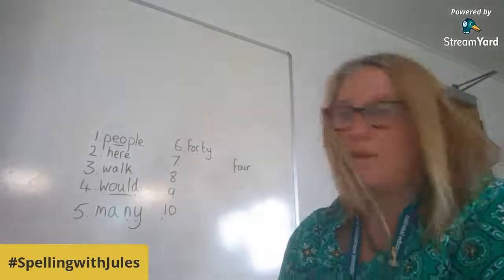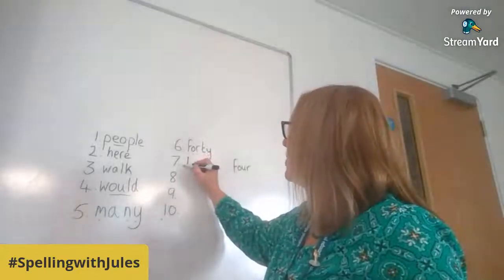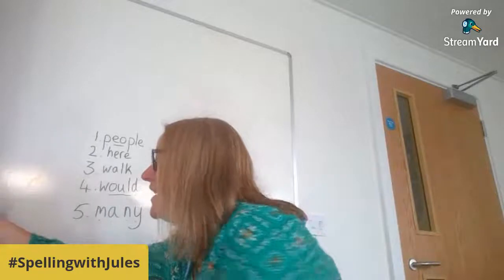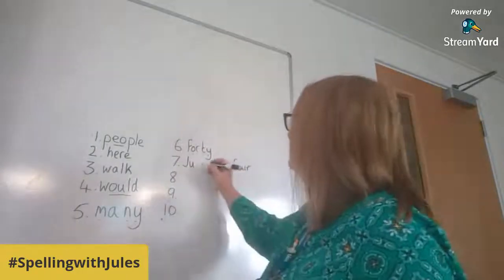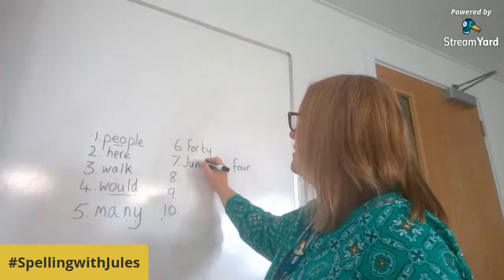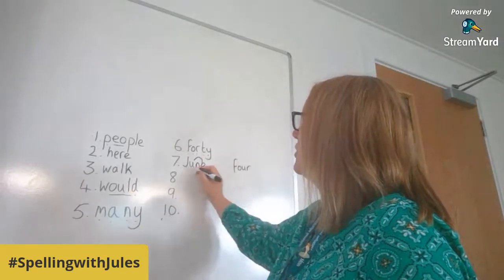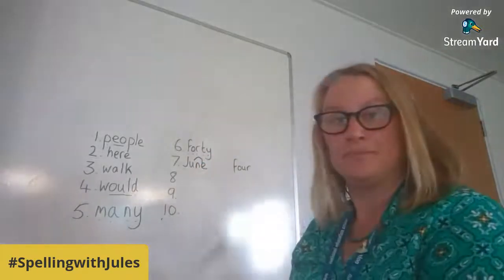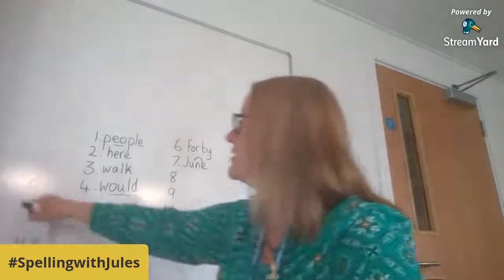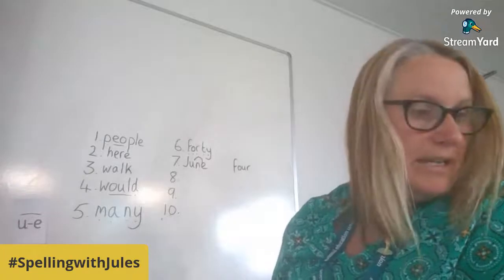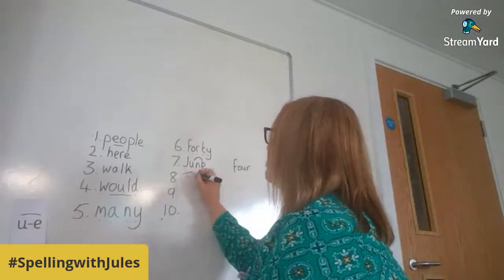7, June, the month of June. So you've got a capital J. This is our split digraph today, because we would be Jun, and then it turns into oo for June. June, J-U-N. Okay, that fits with our split digraph we're going to do today. Right, number 8, Tuesday. So Tuesday.